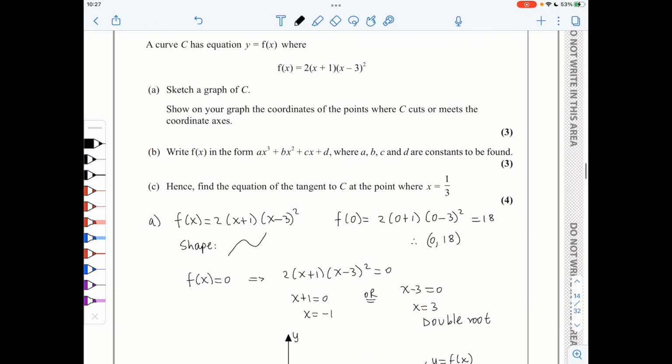And then part C, hence find the equation of the tangent to C at the point where x is a third. So I will start by differentiating, and I will also find the y value when x is a third.